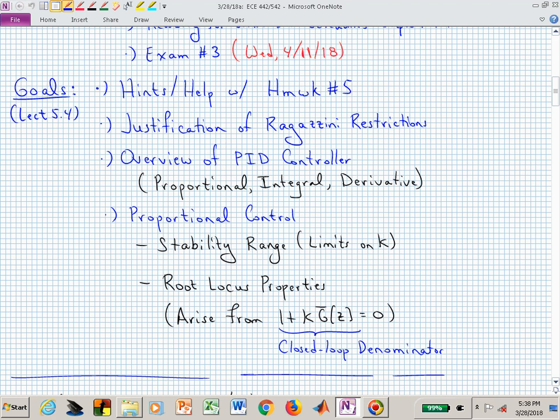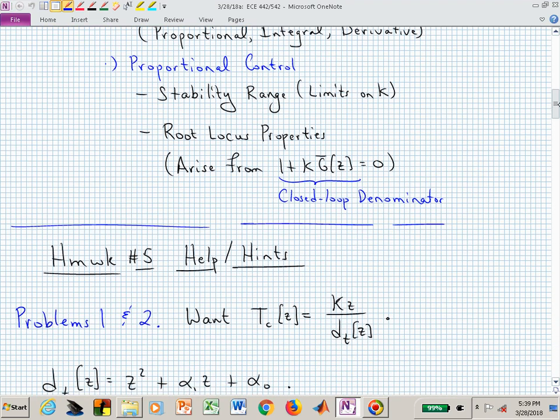And all of that is motivated by, or the underlying process of the root locus is focusing on, the closed loop denominator, which influences stability and performance of your closed loop system. The root locus all hinges on this 1 plus k g bar of z, where g bar of z represents this cascade or series combination of your controller and plant. And that will make more sense as we go through.